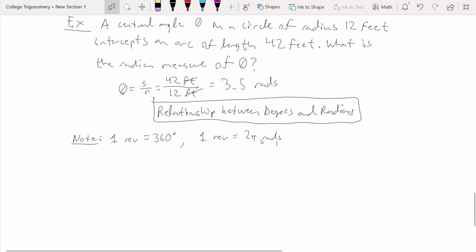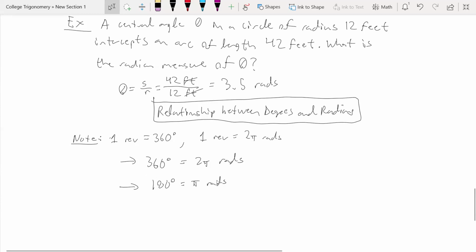Fair enough. So now we know that 1 revolution is 360 degrees, and 1 revolution is also 2 pi rads. So that must mean that 360 degrees is the same thing as 2 pi rads. That's a nice, easy relationship, but we can make it even easier. We can divide both sides by 2 and it'll still be true, as long as we're doing the same operation on the left-hand side as on the right-hand side. So 180 degrees is the same thing as pi rads.